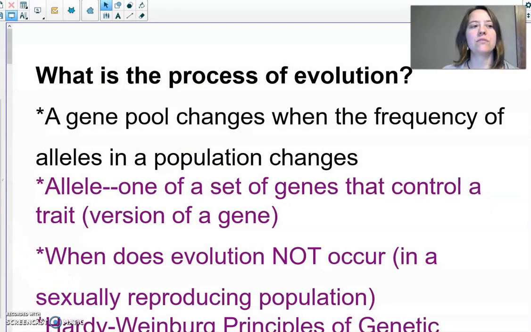Previously in Part 5, we discussed the process of evolution: evolution will occur when the gene pool changes, when the frequency of alleles in a population changes. An allele is one set of a gene that controls a trait. For example, if the trait is color of a moth, you could have a dark allele or you could have a light allele.